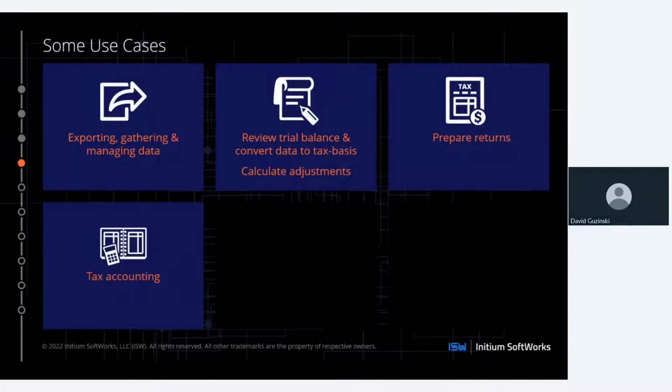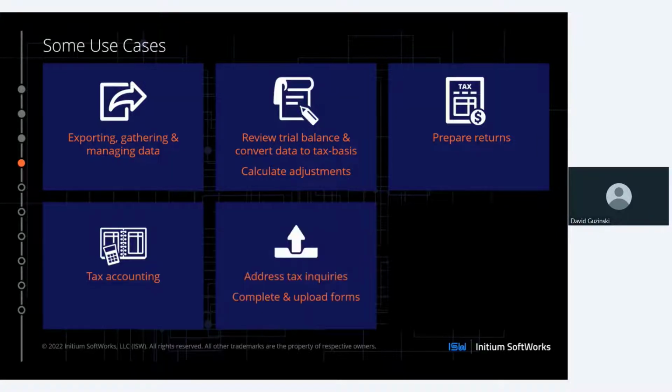The next one, we're looking at accounting for tax. It can book current tax entries, calculate deferred tax, and book deferred tax entries. Another example, address tax inquiries and upload forms. It could receive questionnaires online, extract the client's details and data, enter it into the tax software, save the questionnaire into a file folder, create an Excel spreadsheet with a list of the questionnaires processed and their status if necessary, and send email notifications out once the questionnaire is processed.